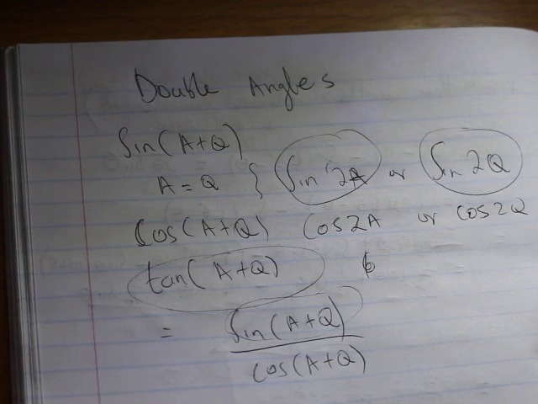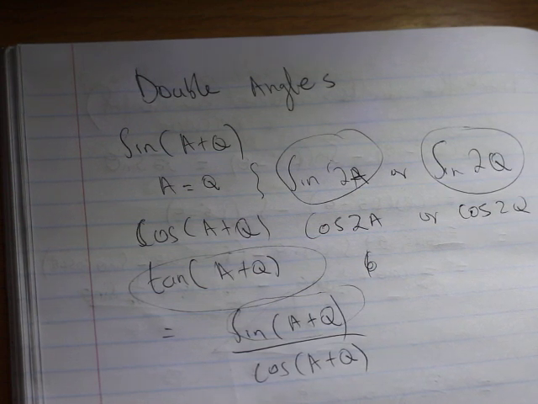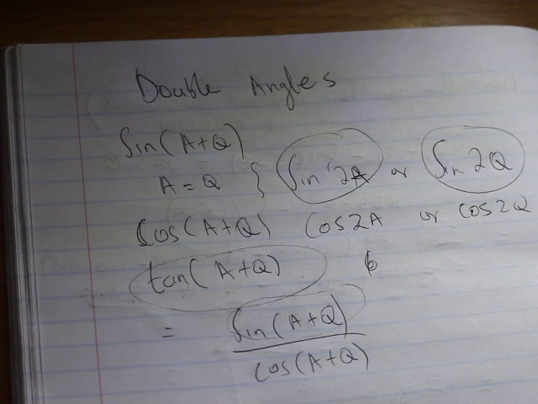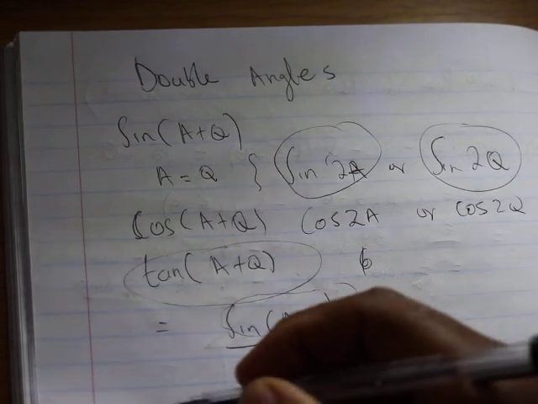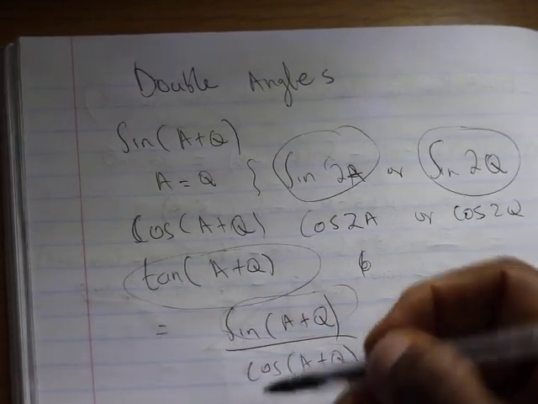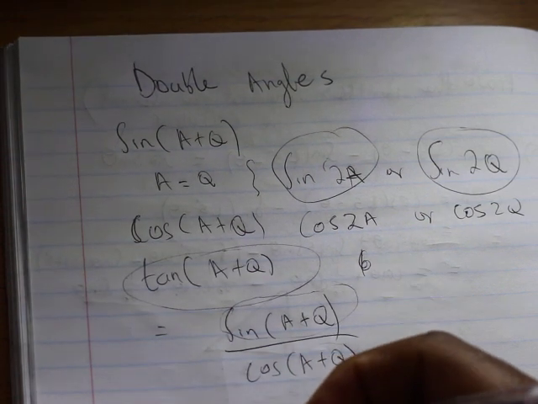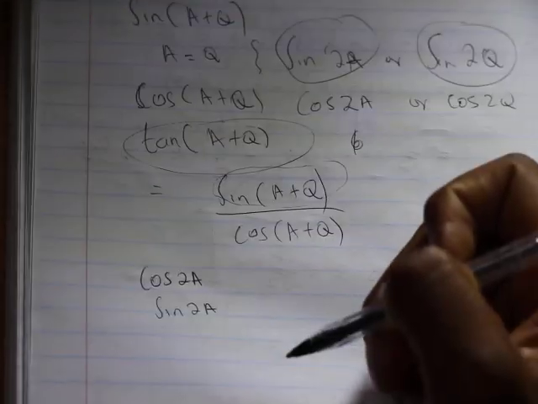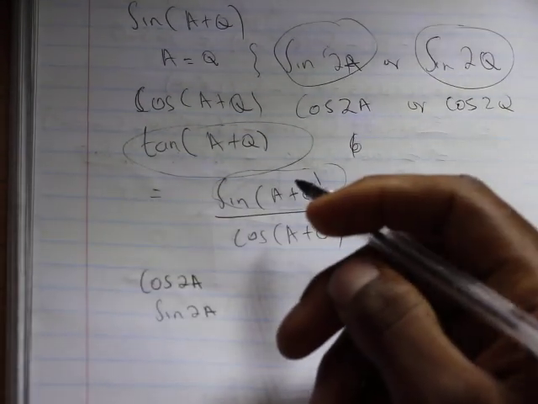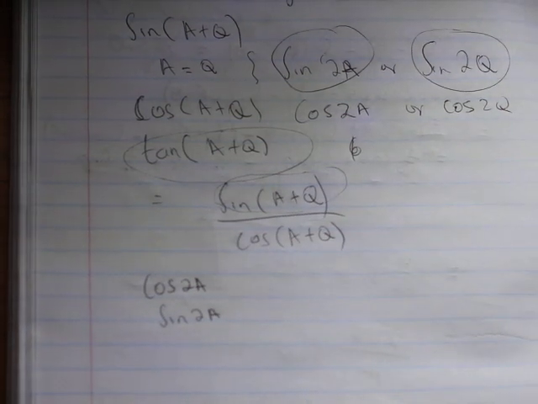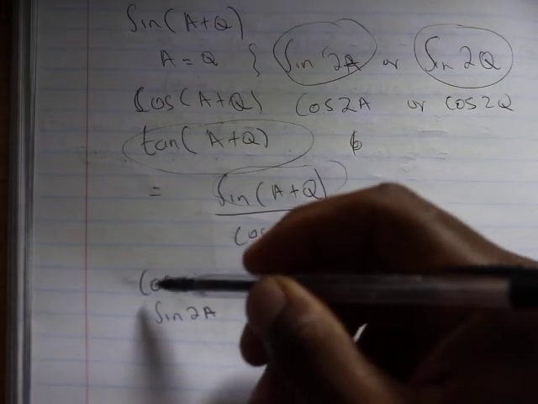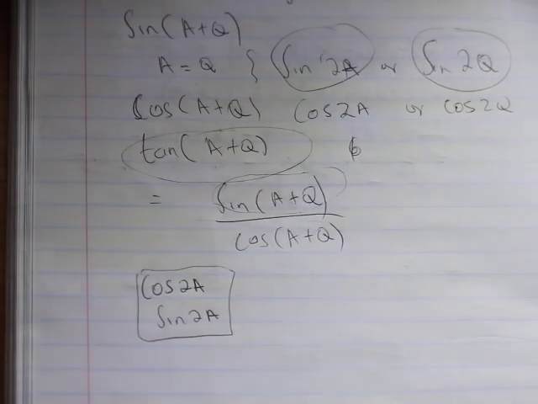Now, in grade 11 we never really spoke about where the identities for the double angles were coming from. But today we're going to delve deeper into that, so you guys can understand where the identities are coming from.